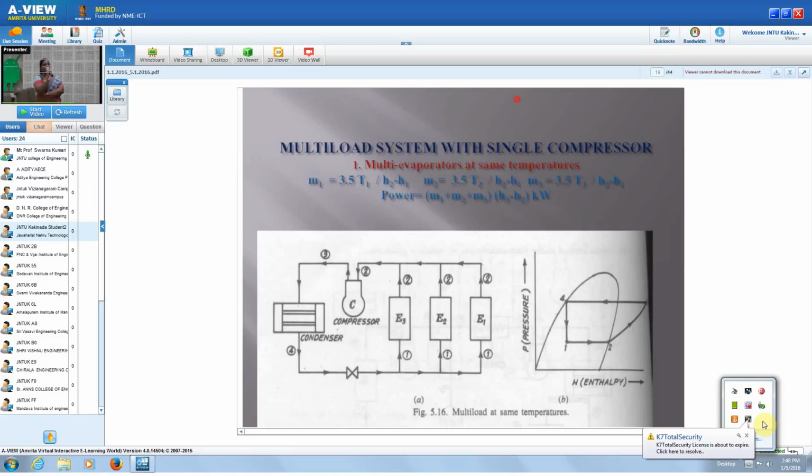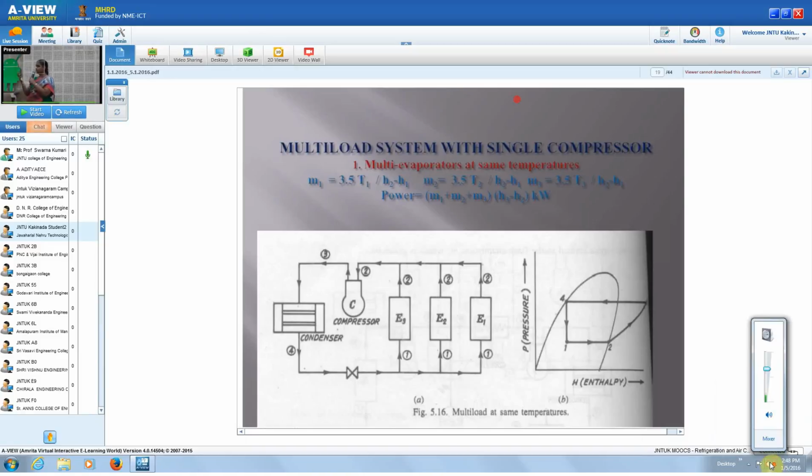Next. This is a multi-load system. Whatever we have discussed in the previous two, the temperature required in the evaporator is constant. Whereas a multi-load system consists of a number of evaporators. In that way we can change the temperature required in different evaporators. Here in this figure you can see E1, E2, E3. These are the 3 evaporators required.